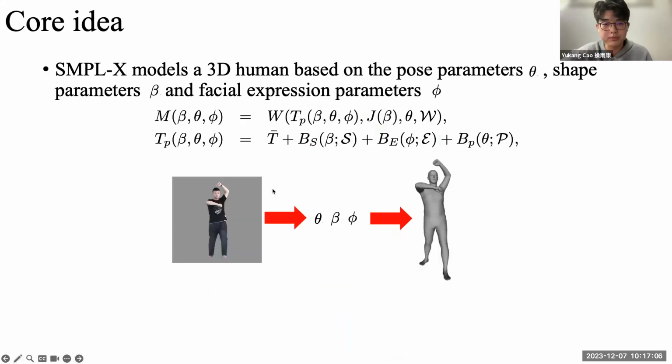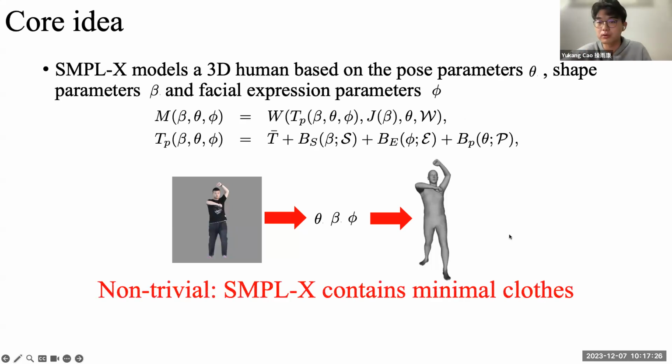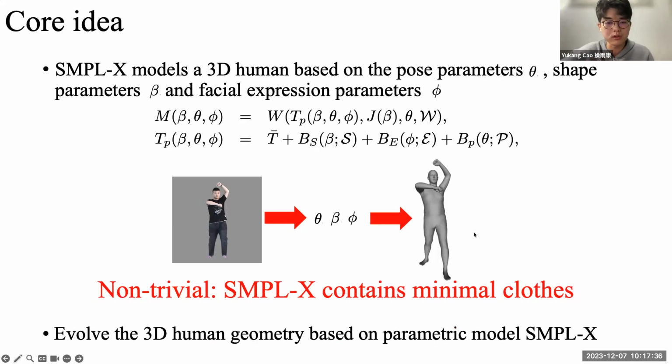One common method to improve human reconstruction is the usage of a parametric model, i.e. SMPL-X. Typically, SMPL-X models a 3D human based on the pose parameter theta, shape parameter beta, and the facial parameter phi by using linear blend skinning. However, SMPL-X can only model minimal clothes, which will provide features that are contradictory with the images, making it a non-trivial problem to integrate these two features together. So therefore, our core idea is to evolve the 3D human geometry based on SMPL-X for more clothing details.